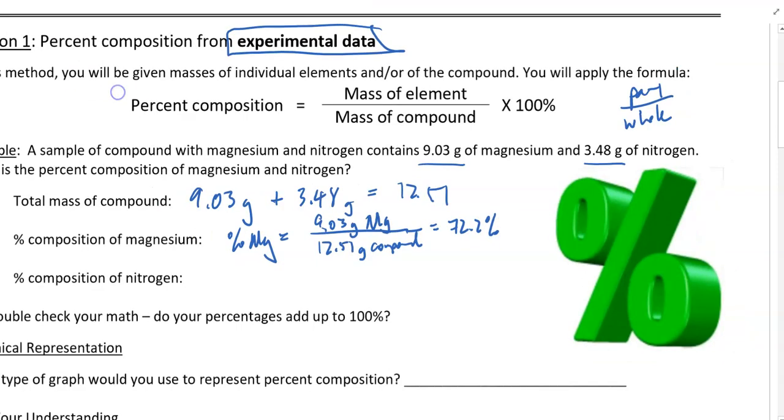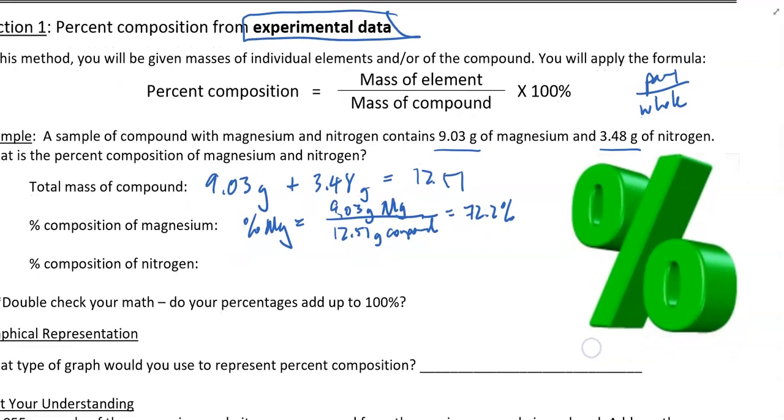And now for the percent composition of nitrogen. Well, we have a couple of options here. You can go through the same method we did a minute ago. So percent N is equal to 3.48 grams of nitrogen divided by the 12.51 grams of compound. That's that word compound in there. And do the math that way, and that gets you an answer of 27.8%.